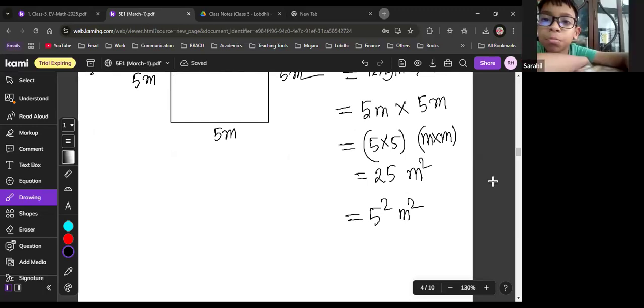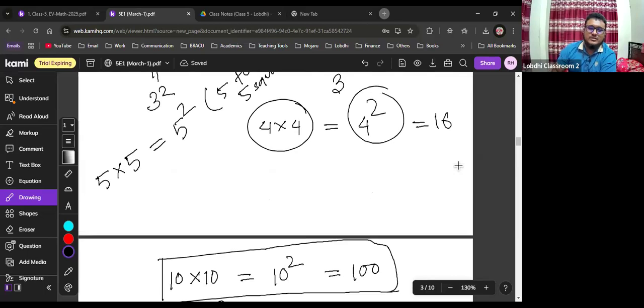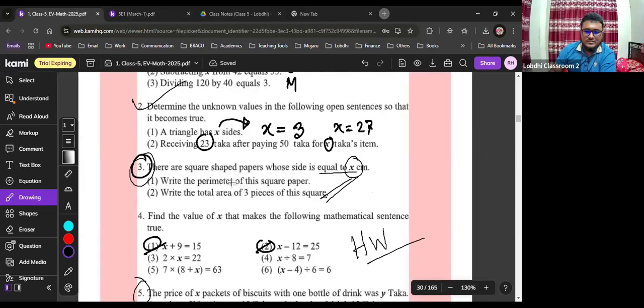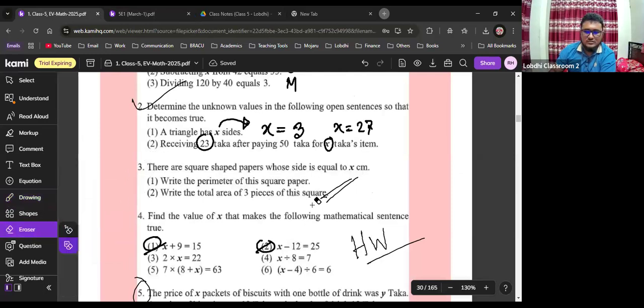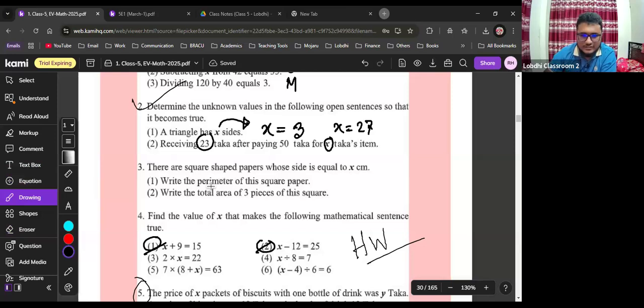Yes, sir. Okay. Now comes the problem from your book. Whatever we studied so far, just to solve this problem from your book. So number 1 is already done, right? If one side is equal to x centimeter, the perimeter will be simply x plus x plus x plus x, or 4 multiplied by x, equal to 4x centimeter. Is there any problem in number 1? No, sir. Okay, now here comes number 2.